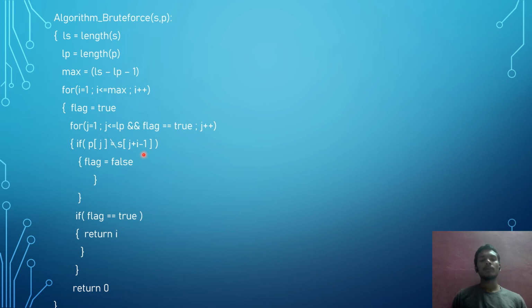It is a simple algorithm, and the technique is also simple and easy to learn. So this is my seminar topic.